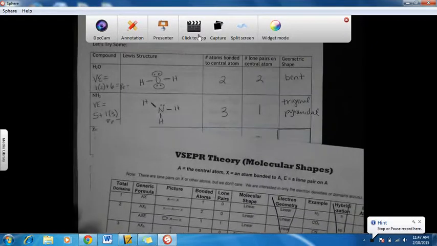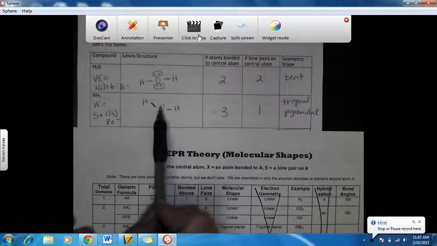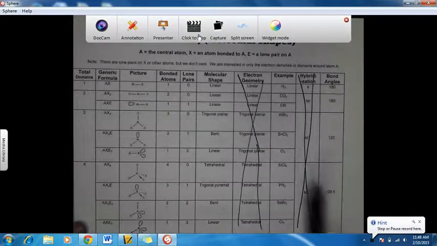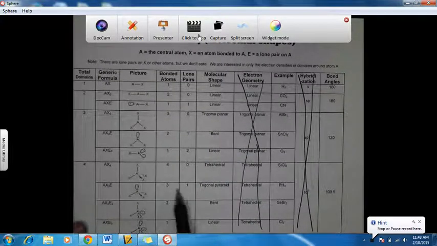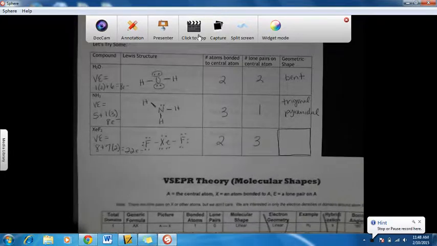Right, next we have NH3, which has 1, 2, 3 bonded atoms and 1 lone pair. And we find that shape, 3 bonded atoms, 1 lone pair, is trigonal pyramid, or also trigonal pyramidal. Either is fine. Pyramid is the noun, pyramidal is the adjective.